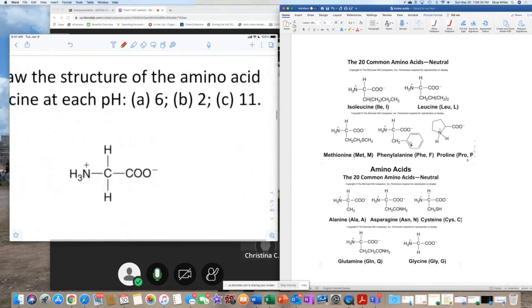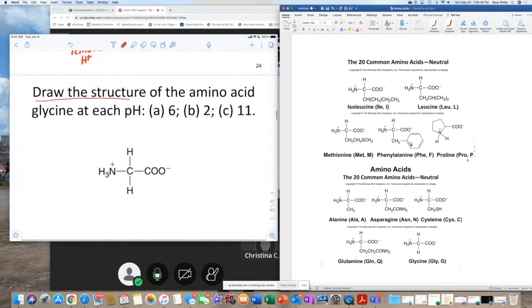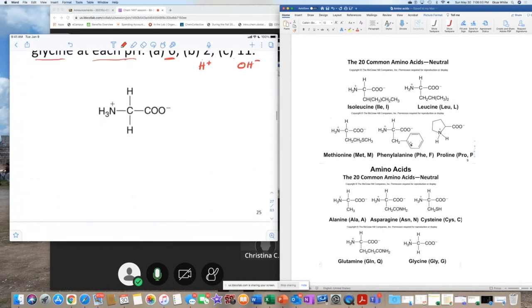So they'll be asking you, draw the structure of the amino acid glycine at each pH. We have close to neutral, we have acidic, which is rich in H+, or basic, which is rich in OH minus. So this is simple, right? The picture they have here will go with pH equals 6. Remember, pH equals 6 is close to neutral, and so you want your amino acid to have overall no charge. So I'll say here, net charge is 0, okay?